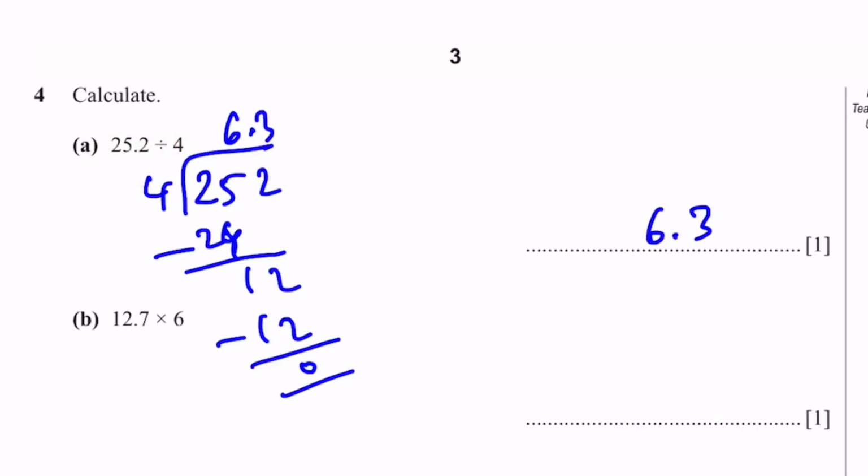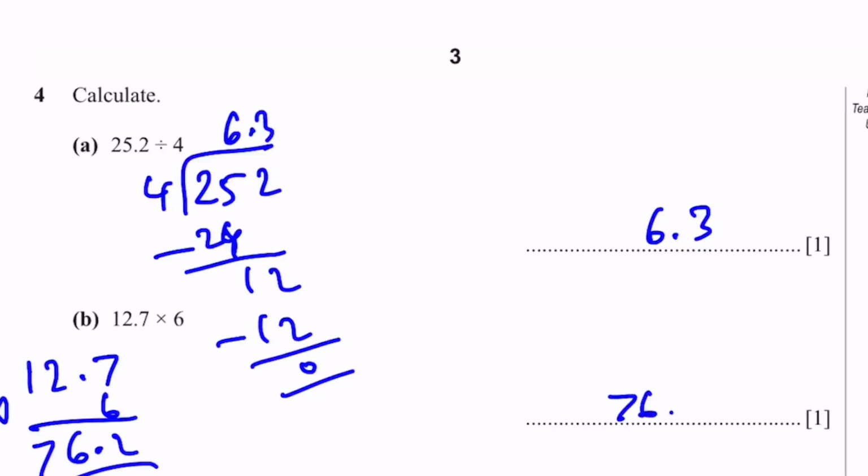B. 12.7 times 6, let's do that. So there's 1 decimal point. 7 times 6 is 42. 2 times 6 is 12, plus 4 is 16. 1 times 6 is 6, and then add 1, it's 7. So the answer is 76.2.